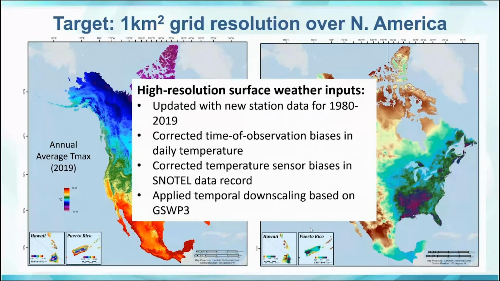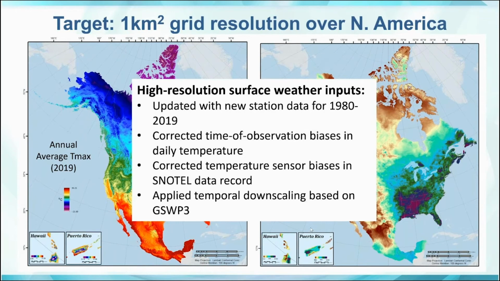The surface weather is one of 5 tasks. We've done quite a bit of work to generate the best possible input data sets that we can. We've updated our methodology with all of the new station data that's available from various networks for 1980 through 2019, so we have multiple decades of high resolution forcing. We corrected a number of biases that we've known about or discovered, both in the input data sets as well as in the way that they are interpolated to the high resolution.